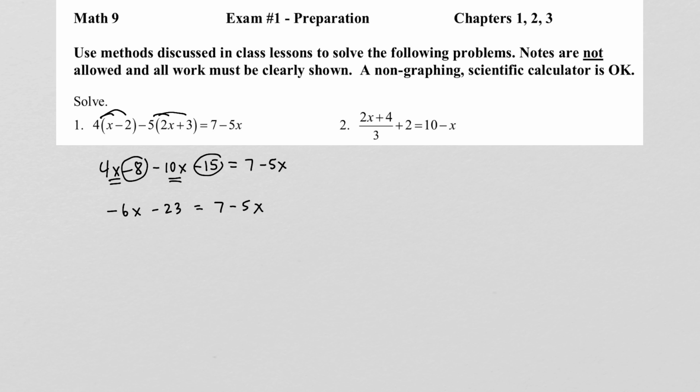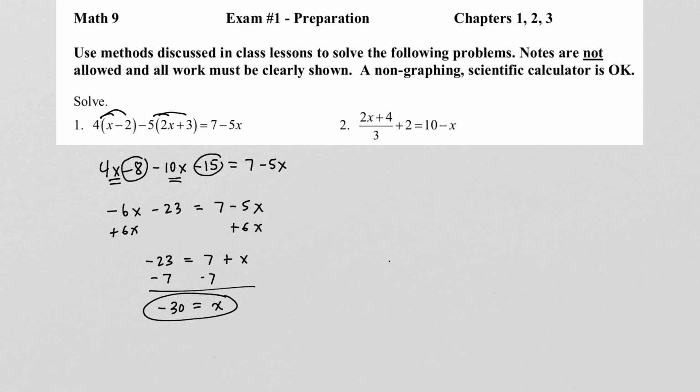And now we want to get all of our x's on one side of the equation. I'm going to choose to add 6x to both sides. This gives us negative 23 equals 7 plus x. Subtracting 7 from both sides gives us negative 30 is equal to x, and that is our answer.